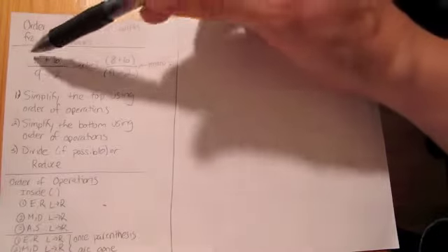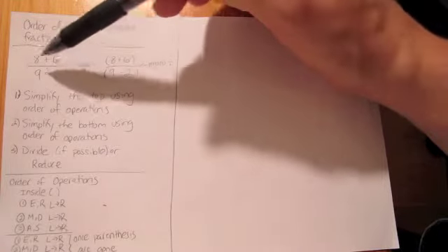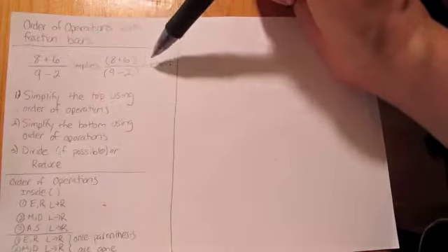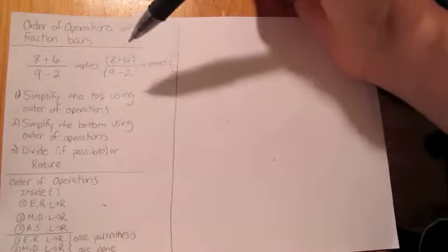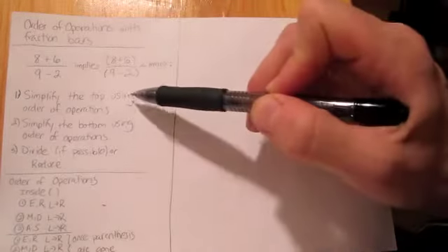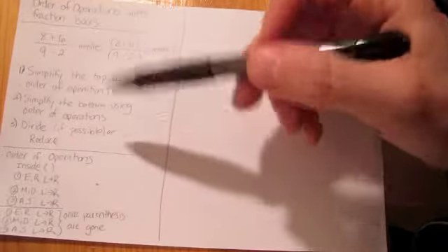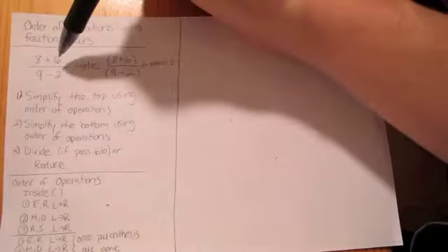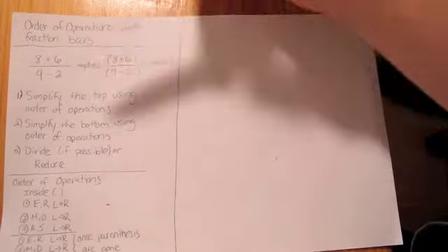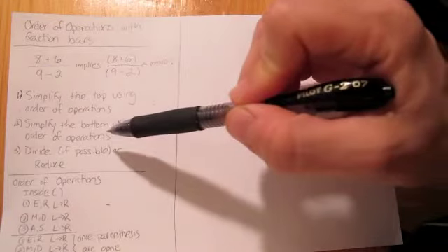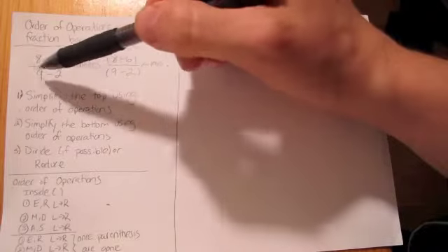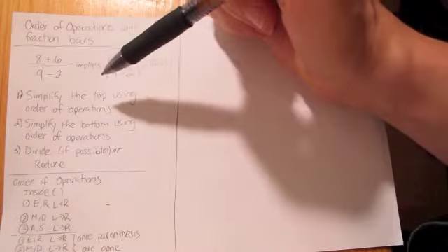It tells us we have to group the top and do that, and then group the bottom and do that, and then when we're all done, we divide. So I've written the steps out here. It says simplify the top using order of operations. In this case, we would do 8 plus 6 is 14. And then we would simplify the bottom using order of operations. So again, in this case, 9 minus 2 is 7.